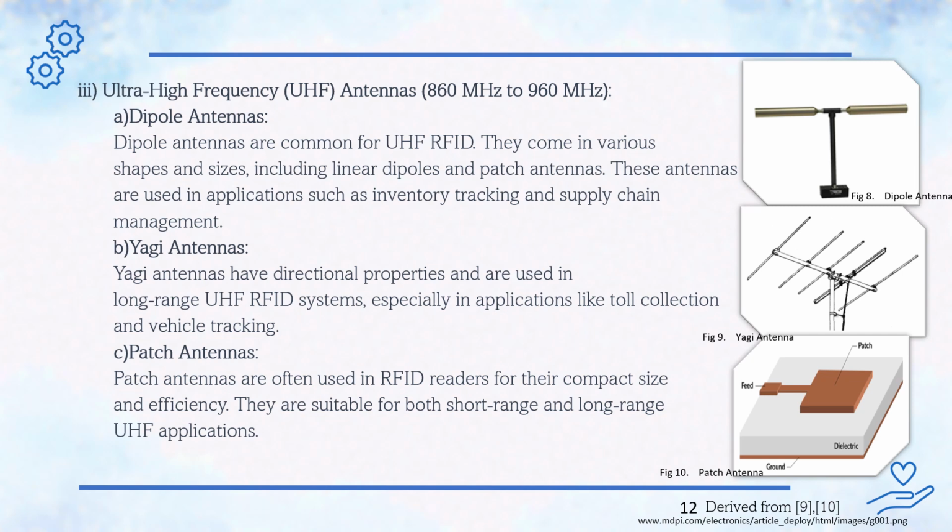The third one is patch antennas. As we see in the picture, there is a central rectangular area, which is a patch connected to the feed, and the patch and the feed are surrounded by a dielectric. They are often used in RFID readers for their compact size and efficiency. They are suitable for both short range and long range UHF applications.